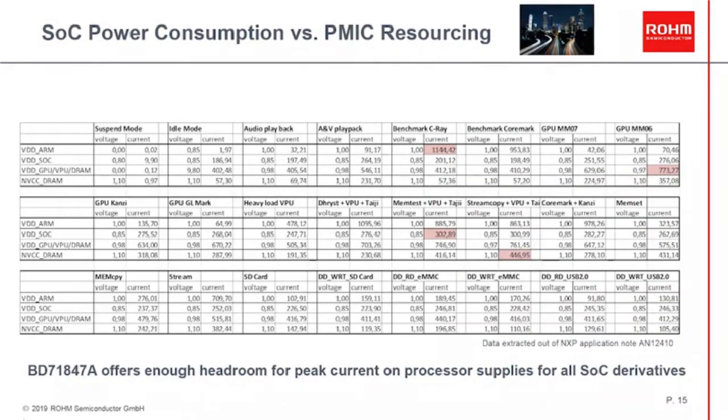Here you can see the power requirements on the main rails for the NXP processor based on multiple benchmarks and application tests. I don't even want to go through that list, but I have highlighted the maximum current which was measured on the benchmark tests. You can see that there is sufficient headroom for the BD71847 power supply rails to deal with peak power requirements at all.